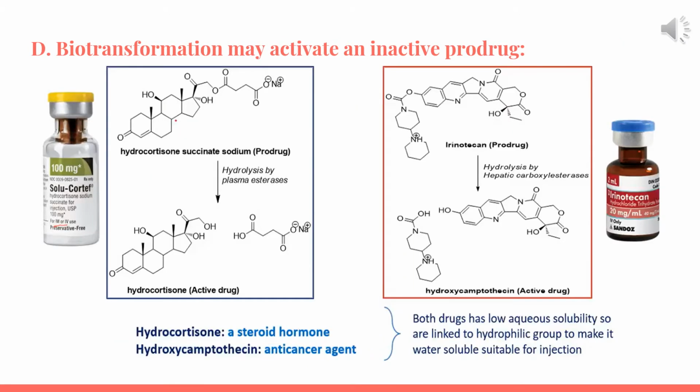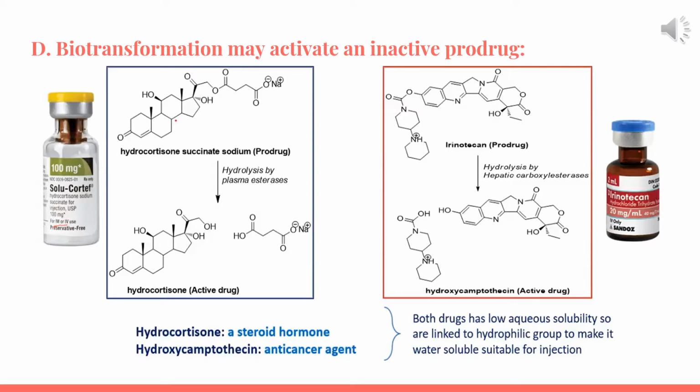Another important biotransformation reaction would be the biochemical changes that can activate an inactive prodrug and form an active drug. Take the example of hydrocortisone succinate sodium. It's a prodrug. However, after it's been taken into the body and hydrolyzed by plasma esterases found in the blood, it's going to be transformed into hydrocortisone, or the active component. It's a steroid hormone.